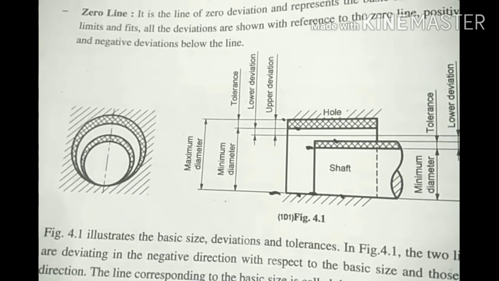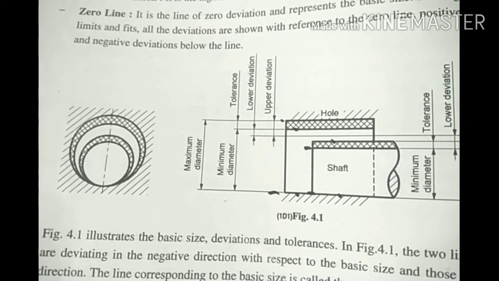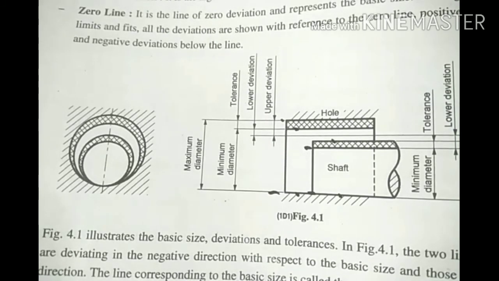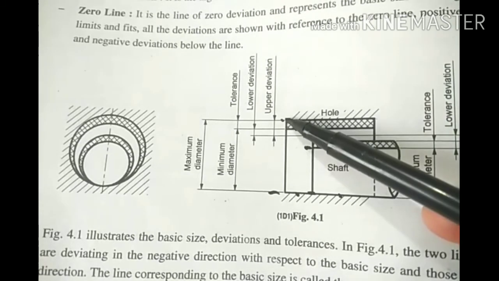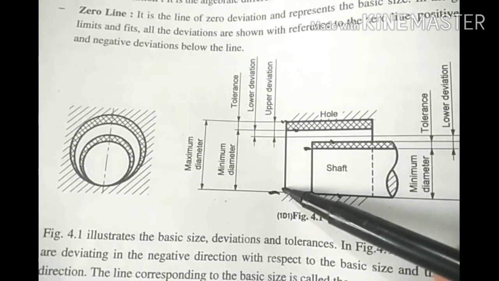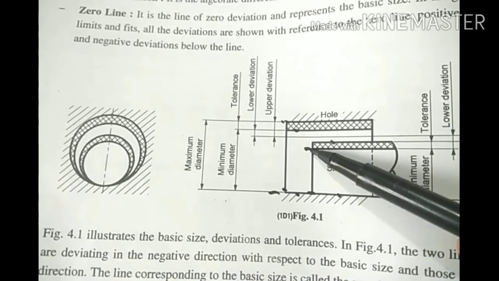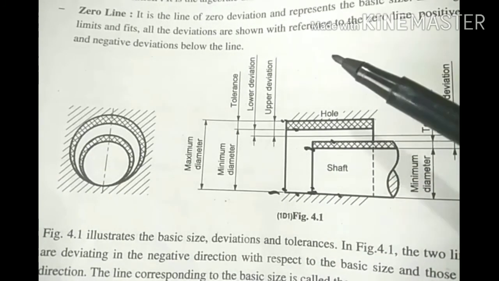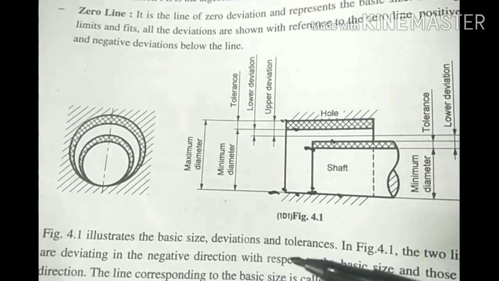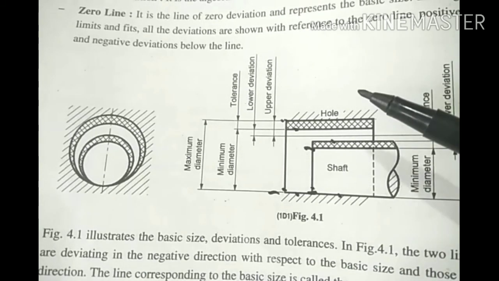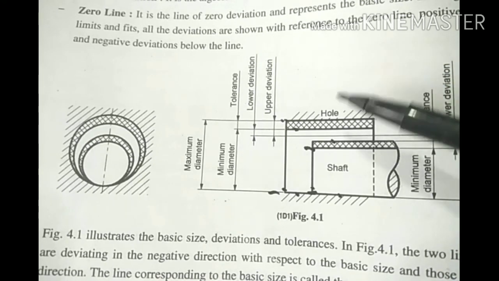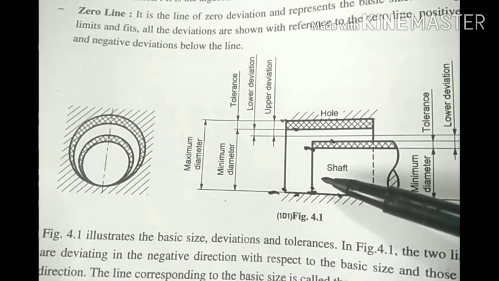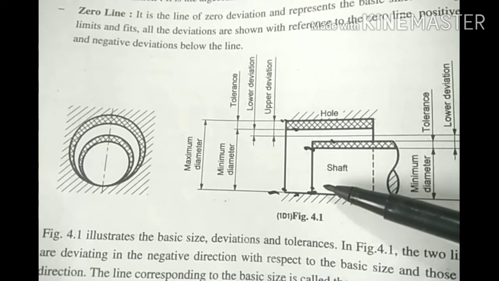Now clearance: maximum clearance and minimum clearance. The maximum clearance means the maximum limit size of the hole, this one, minus the minimum limit of the shaft. Same as maximum allowance: maximum clearance; minimum allowance: minimum clearance. Then minimum clearance means the minimum limit size of the hole, this one, minus the maximum limit size of the shaft.